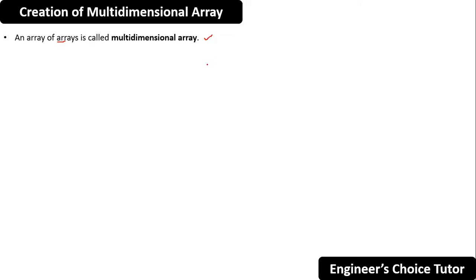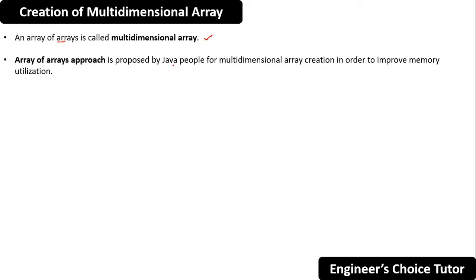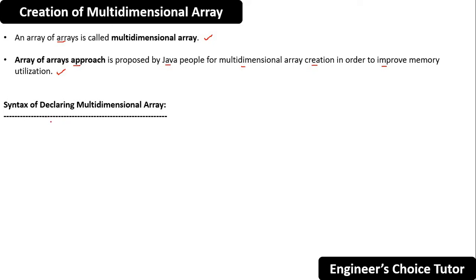So basically, the array of arrays approach is proposed by Java people for multidimensional array creation in order to improve memory utilization. Find this approach, array of arrays, proposed by Sun people or Java people for multidimensional array creation. What was the purpose? To improve memory utilization.